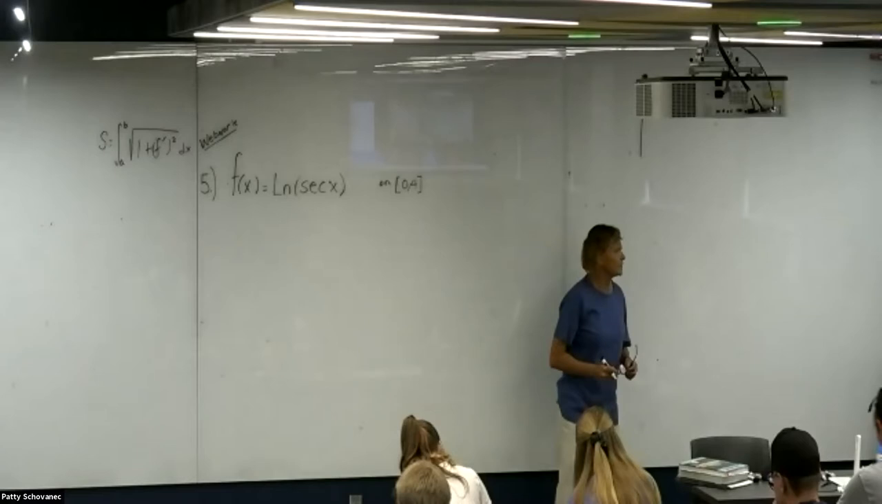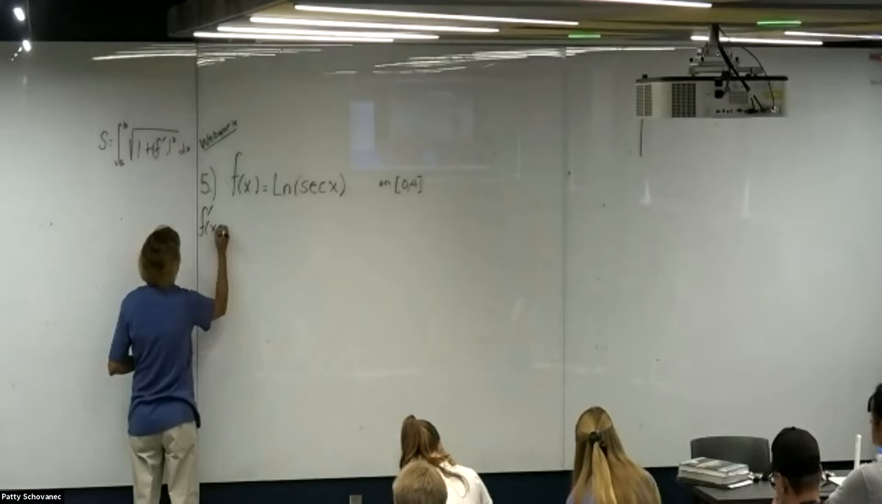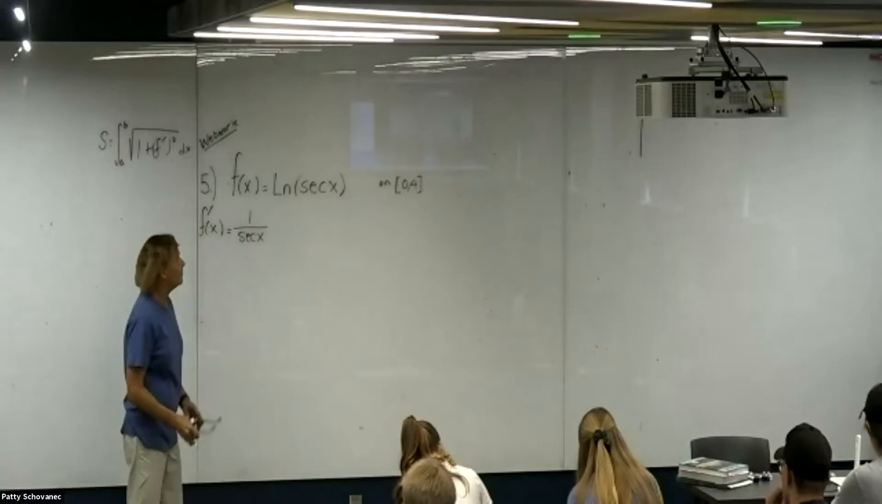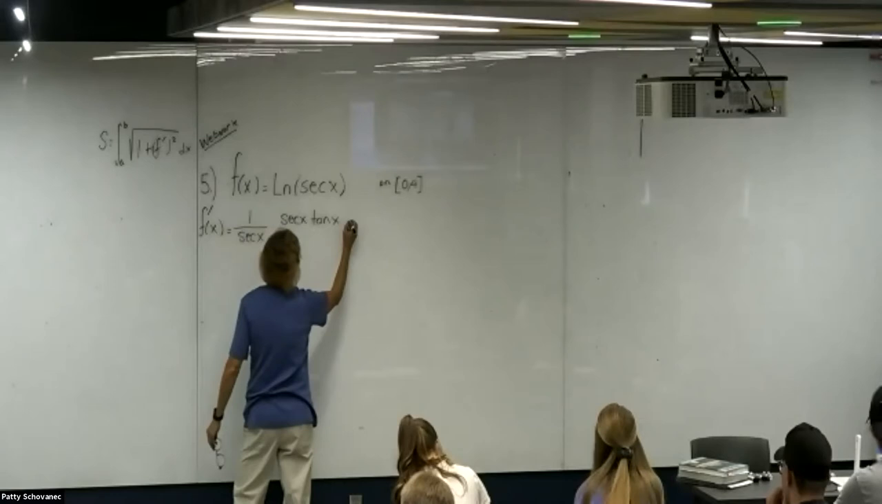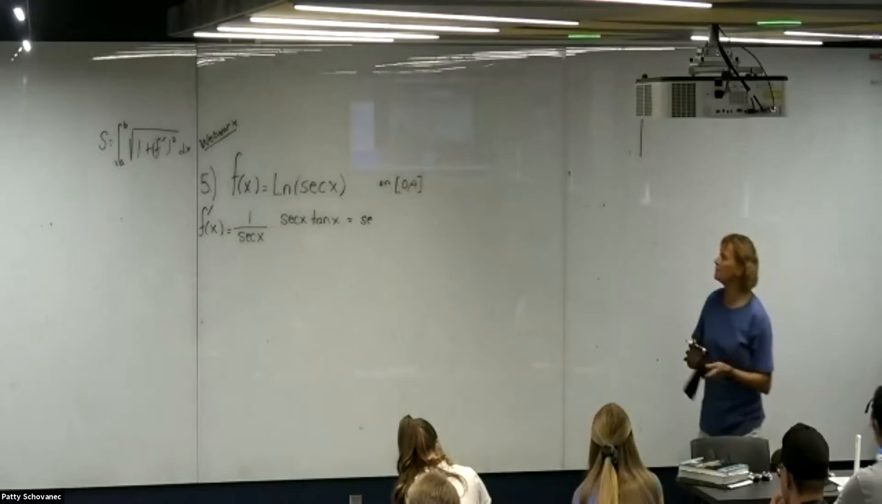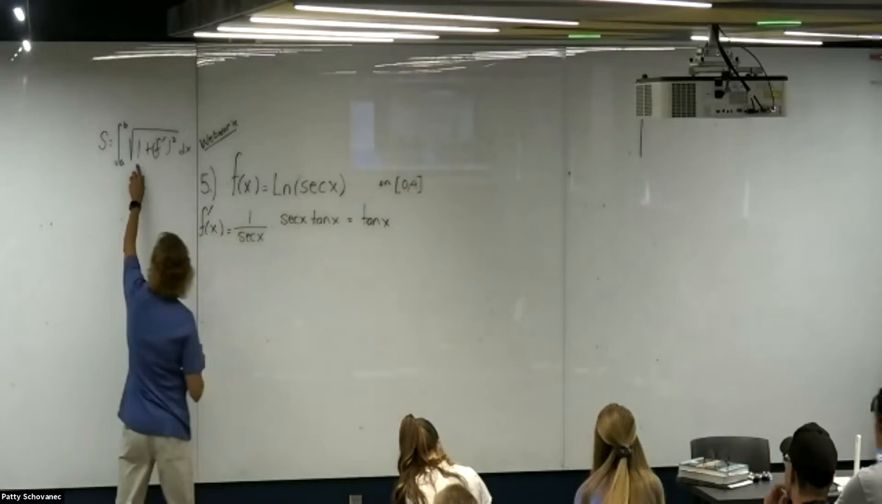It's a logarithm, so the derivative of log of u is 1 over u times u prime. So 1 over the secant of x. What's the derivative now of the secant of x? Secant times the tangent. And you can cancel the secants, right? So f prime is just going to be the tangent of x. And so in here, we're going to have 1 plus the tangent of x all squared under the radical sign.